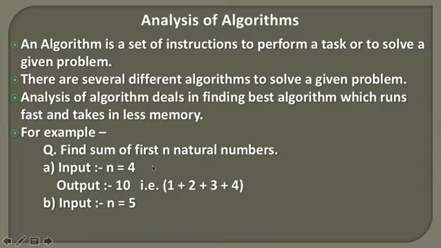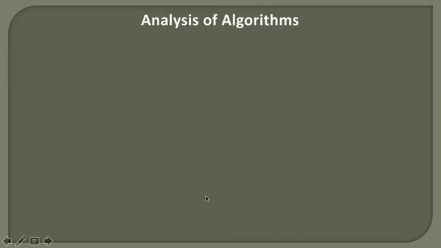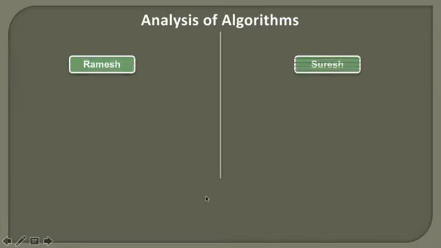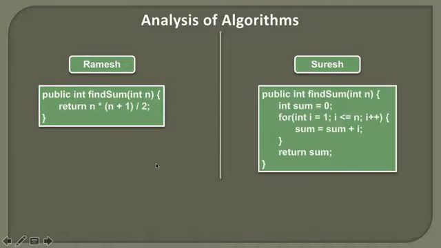So this is the sum of the first 4 natural numbers. And similarly, if we input n equal to 5, then we get output 15. When we do 1 plus 2 we get 3, 3 plus 3 we get 6, 6 plus 4 we get 10 and 10 plus 5 we get 15. So this is the sum of the first 5 natural numbers. Now let's say we want to solve this problem, and we have 2 programmers who come up with their own algorithms. Ramesh comes with one algorithm and Suresh comes with another.